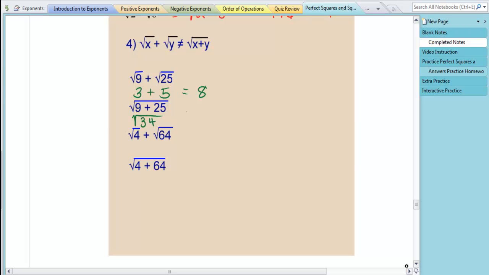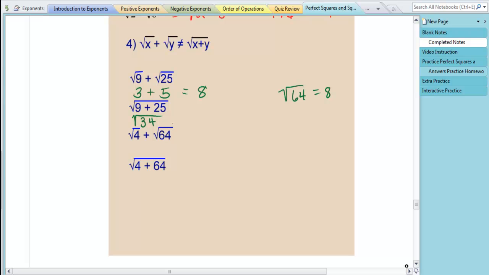So what's the square root of 34? Well, it's certainly not 8, right? The square root of 64 is 8. So you just have to leave it, because 34 is not a perfect square, so you have to leave it as the square root of 34. Now it would take the square root of 64 to give us 8, right?